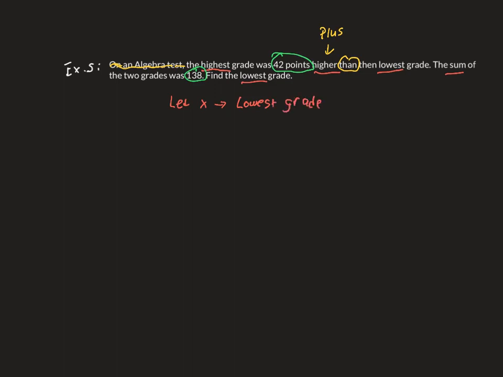If x is the lowest grade, I know the highest grade is 42 points more. So 42 more than my lowest grade, which I said is x. Once again, I'm saying sum, so once again, draw my underlines, plus, and I also say was 138. Was is another way of saying equals.